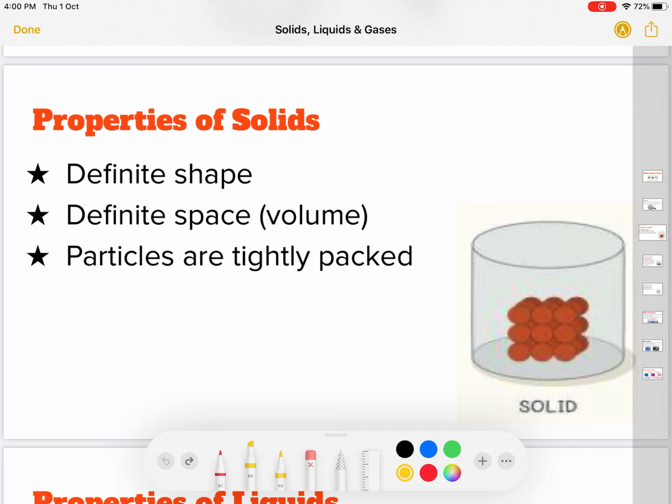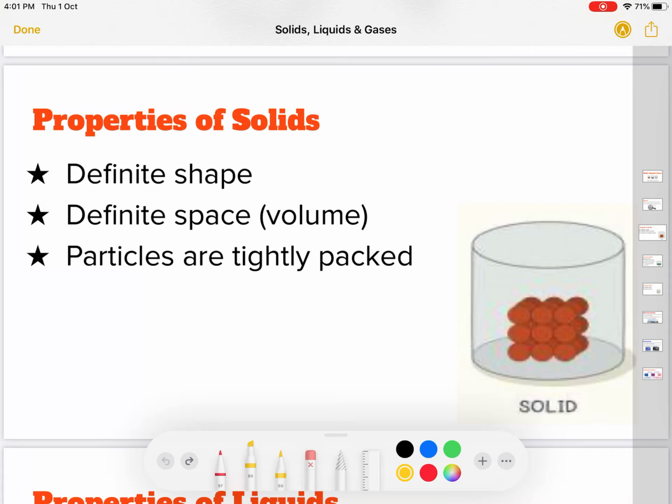Any solid, for example your iPad, does it have a definite shape? Of course. Definite means it's proper and it's known, it's a fixed shape. Does it have a fixed shape? Of course. Okay, does it have a definite space, which is volume, definite volume? Of course. Does it take a specific space from your desk, for example, where you are putting it now while listening to me? Yes, of course, it is taking a specific amount of space.